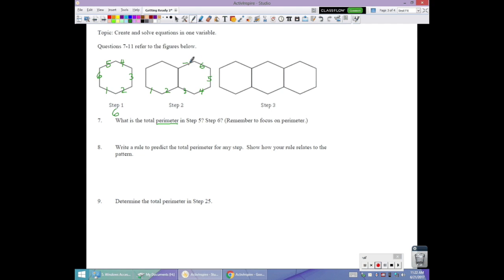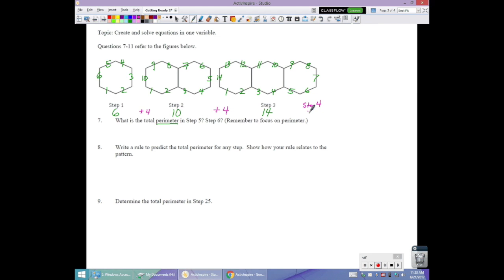When you count your way around, we're going to ignore the right side of the first hexagon and the left side of the next hexagon. Where they touch in the middle, you do not count that as part of the perimeter. Step 2 has a perimeter of 10, and step 3, the perimeter would be 14. So when you analyze your pattern, you're noticing that we add 4 to the perimeter in each step.